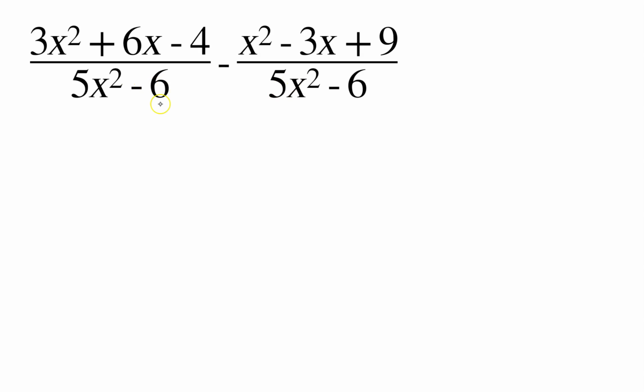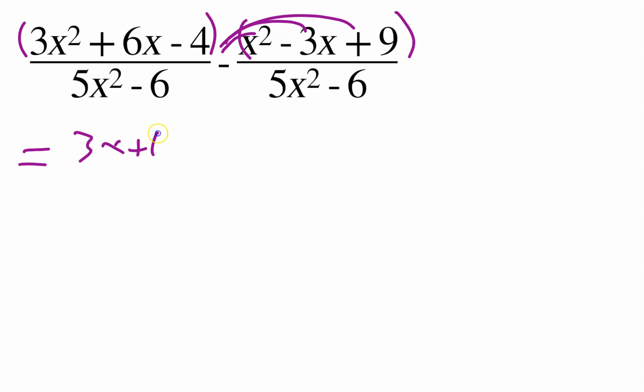Here again, I have the same denominator, so I already know that my answer is going to have 5x squared minus 6 in the denominator. But one thing to remember is when we have a fraction, everything in the numerator is grouped together. So if I'm subtracting this second polynomial, this minus sign has to be distributed to all three terms. So I'm going to rewrite this in a new way that says 3x squared plus 6x minus 4.